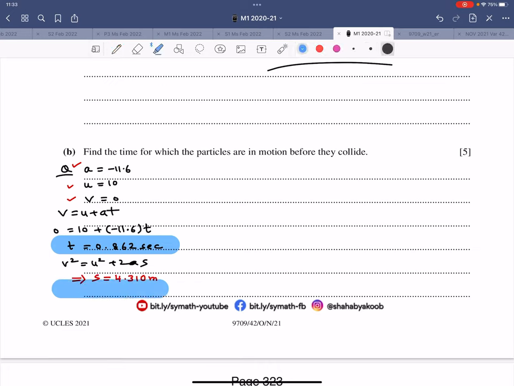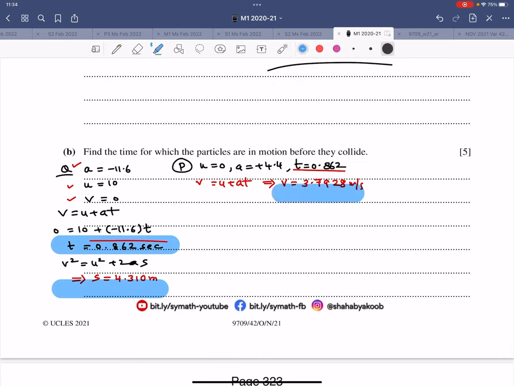Now let me calculate the similar data for P. So now we are talking about P. Initial velocity is 0. Acceleration is plus 4.4. t is equal to 0.862 seconds. What is happening to this particle during the same time interval? First thing, let me calculate the velocity. v is equal to u plus at. v comes out to be 3.7928 meters per second. That is the first thing that we need to calculate.